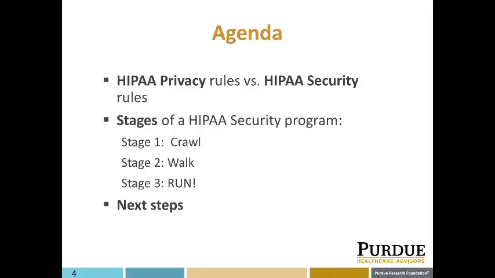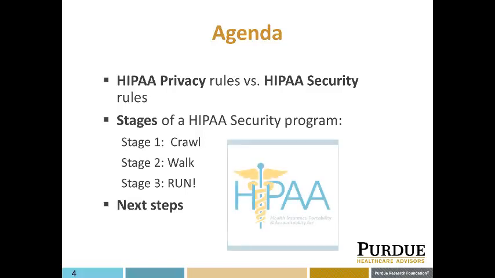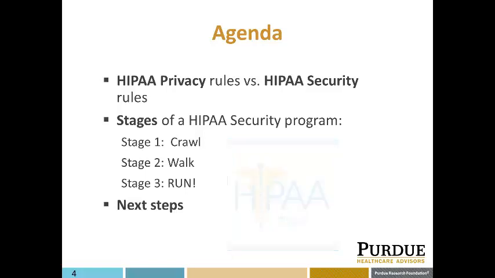So let's get started. In today's webinar, I'm going to address three main topics. The first is a high-level overview of the HIPAA privacy and security rule sets. I will introduce the three stages of a HIPAA security program, and then I will discuss the initial or next steps an organization needs to take in order to get on the path to developing a HIPAA security program.